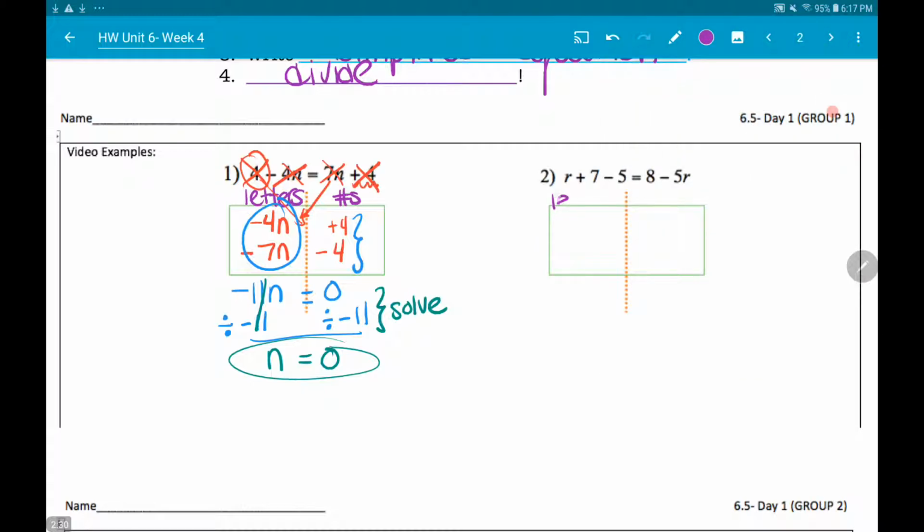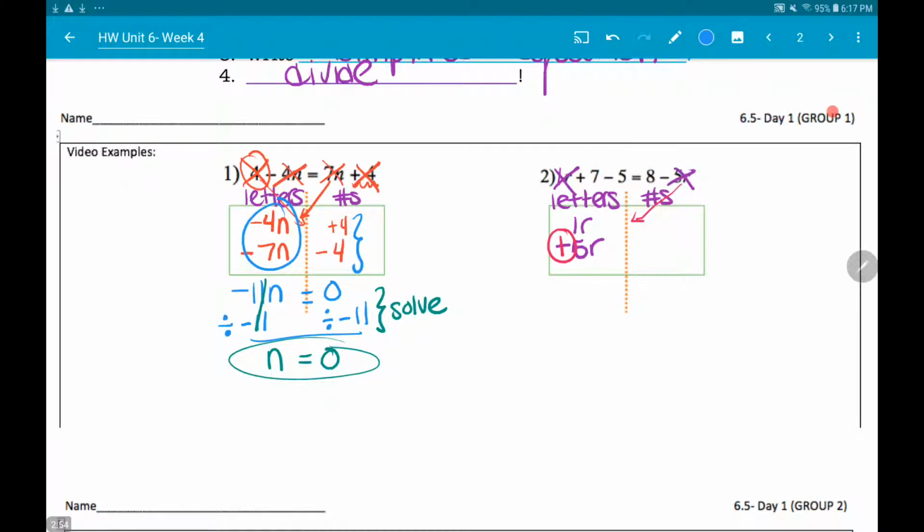So I'm going to start by labeling letters and numbers. Alright, so I see letters, I see a 1r, and I see a negative 5r. But that negative 5r was on the other side, so if I cross the line, I change the sign.